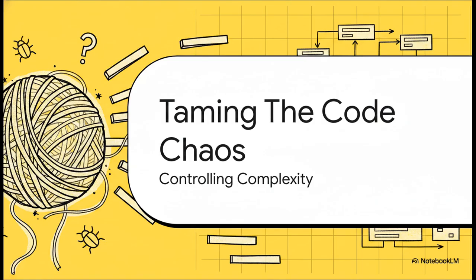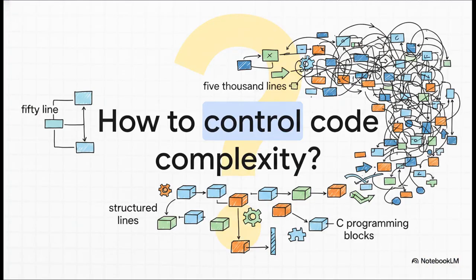Taming the code chaos. You know, when you're first getting started, it is so tempting to just dump everything into one massive scrolling block of code. But then your program grows, right? It scales from 50 lines to, say, 5,000. And suddenly, debugging it is a total nightmare. So, we have to ask a fundamental question. How do you actually control this code complexity and stop repeating yourself over and over?